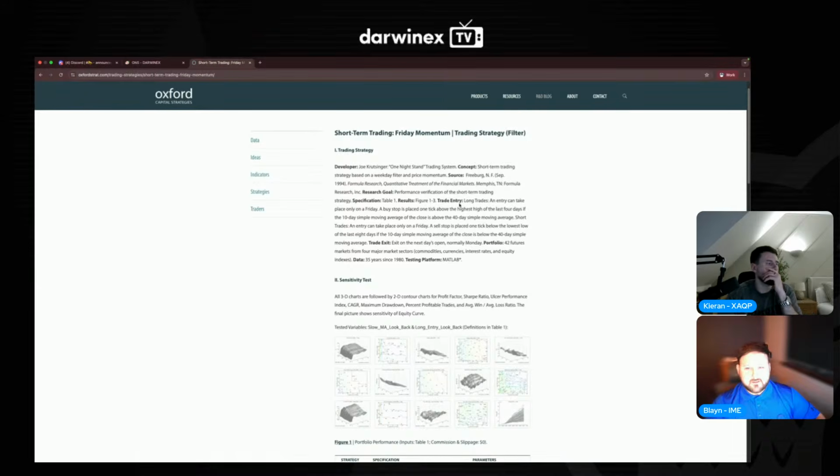Basically, the trade idea is we're going to be taking long trades. An entry can be placed only on a Friday. So we're only going to be trading on a Friday, and we are going to be looking at the high and low of Monday to Thursday. And basically, we'll be taking the breakout of that. So a buy stop is placed one tick above the highest high of the last 4 days. So I said Monday to Thursday.